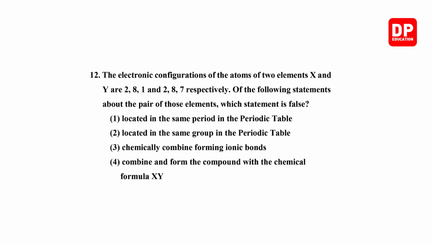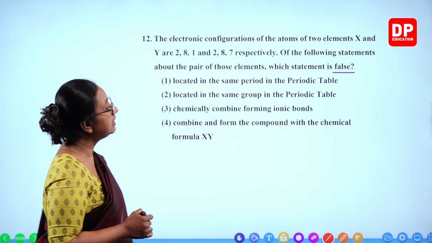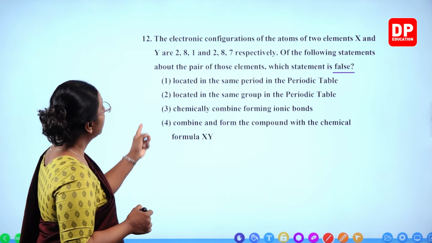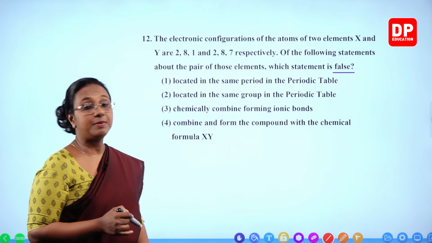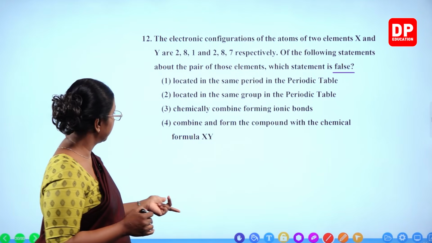Look at the question now. The electronic configuration of the atoms of two elements X and Y are 281 and 287 respectively. Of the following statements about the pair of those elements, which statement is false? So then you can see, located in the same period in the periodic table, yes, they were both in period 3. Located in the same group in the periodic table, no. X is group 1, Y is group 7.